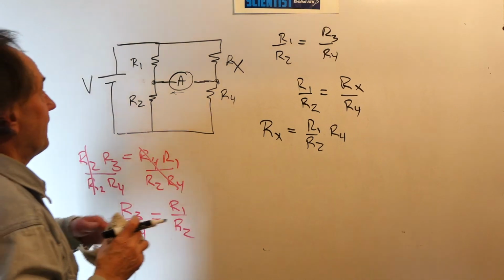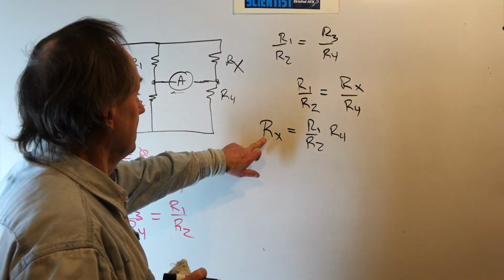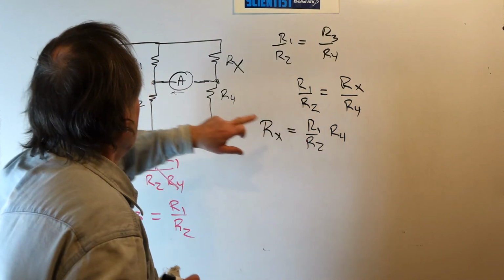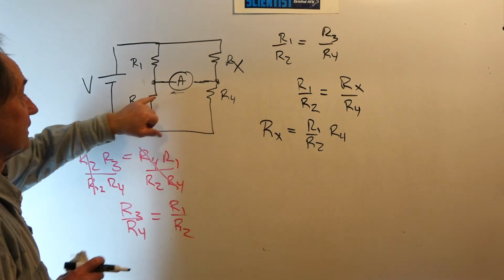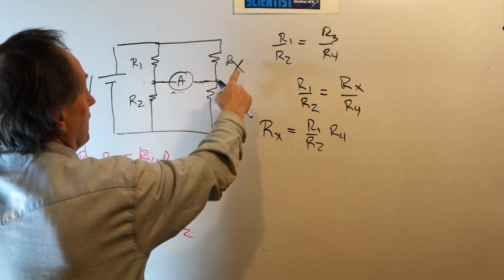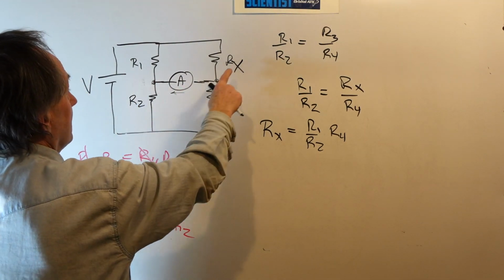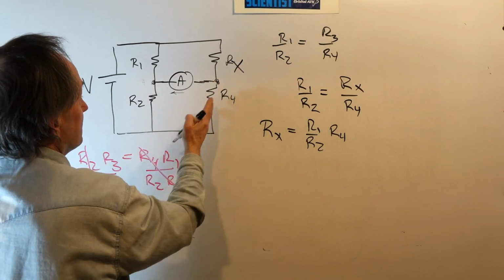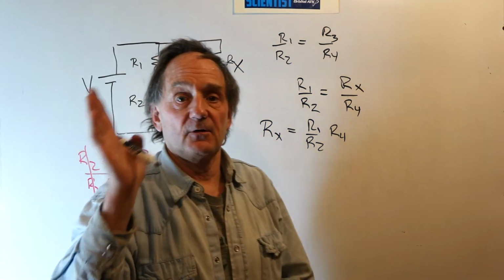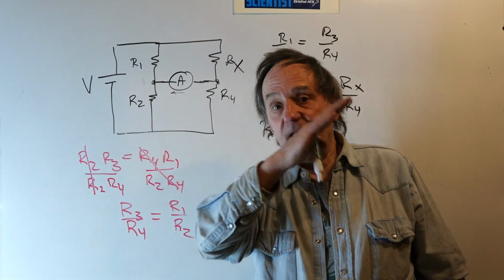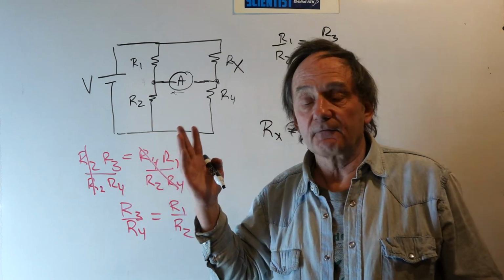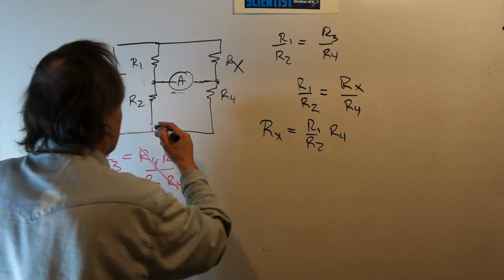So I can write this relationship in this fashion and solve for Rx. Rx is R1 times R2 times R4. Now, if Rx is different than this value, then the bridge becomes unbalanced and the current flows. Depending upon whether Rx is smaller than required or larger, the current will flow one way or the other way. And the ammeter will indicate off center. It won't be zeroed. It will be either off to the left or off to the right in the indicator.